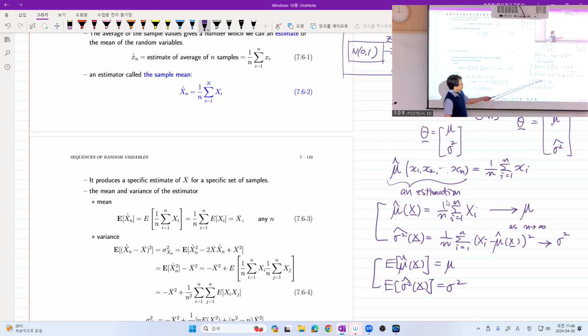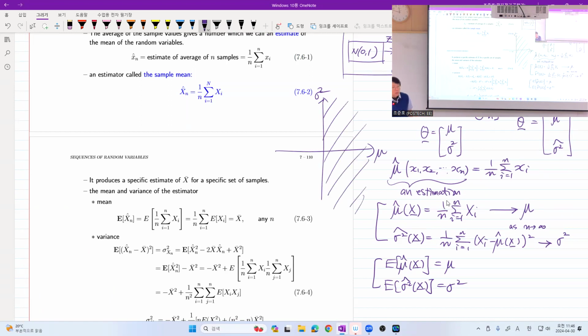Okay? This means with even finite number n, you have on average, that is mu. Be careful. Mu can be anything. So in your search space of mu and sigma square, right? This infinite search space, your parameter can be any point, right? For any point, this estimator has this property with finite n.